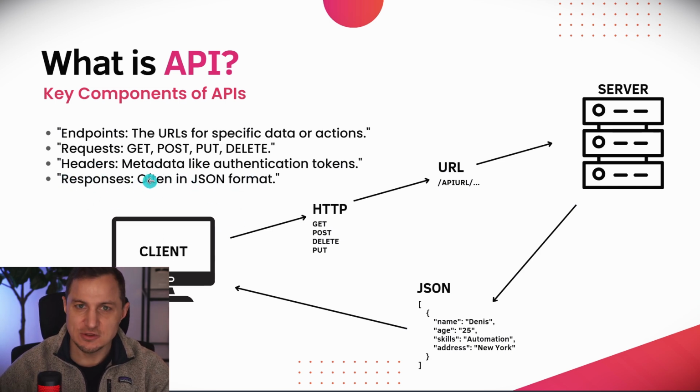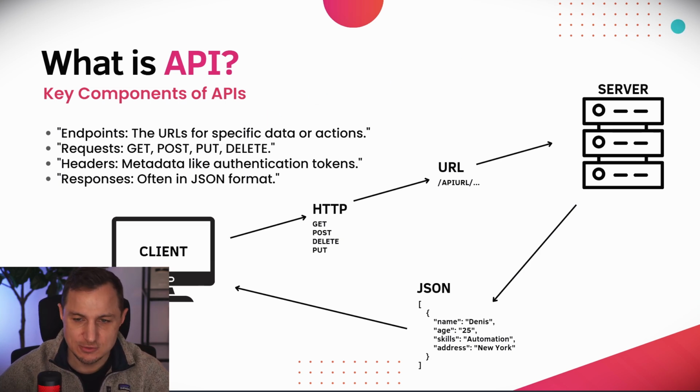And the responses that you get from an API are often in JSON format. It says often, it's not always. There are different types of formats available as well, but JSON is just the format that is agreed upon that most servers or most APIs are using, because it's very efficient, it's easy to read, and it's also easy to read for computers, not just for humans.